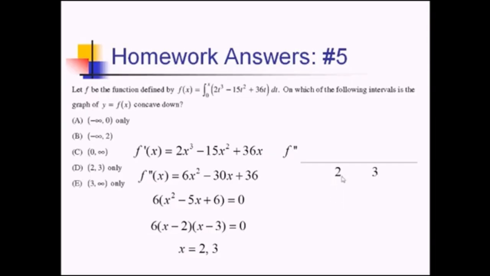If I test a number less than 2, such as 0, plugging that in over here in the factored version, a negative times a negative is a positive. Now a number between 2 and 3, like 2.5, that's going to give me a positive times a negative, which comes out negative. And then a number bigger than 3, let's test 4. That's positive times positive, which comes out positive. Now if we want to know where this is concave down, we're looking for where f double prime comes out negative. So that would be on the interval from 2 to 3, which gives us answer choice D.